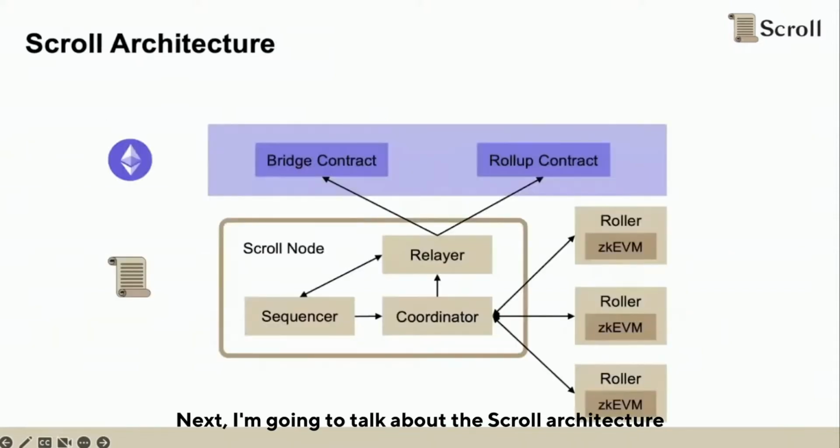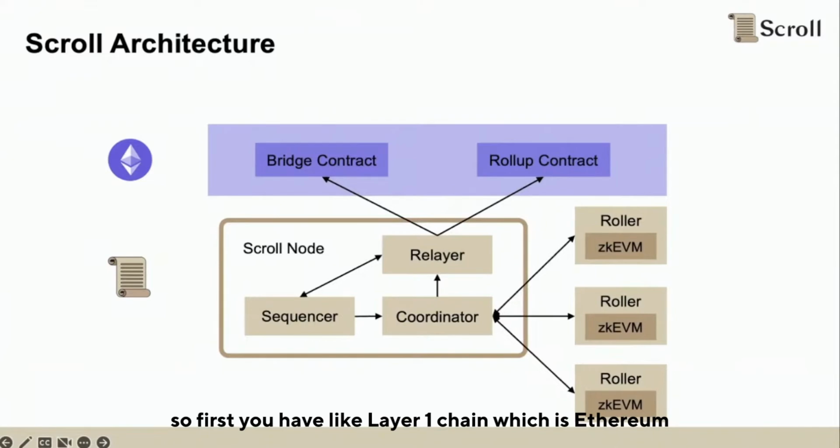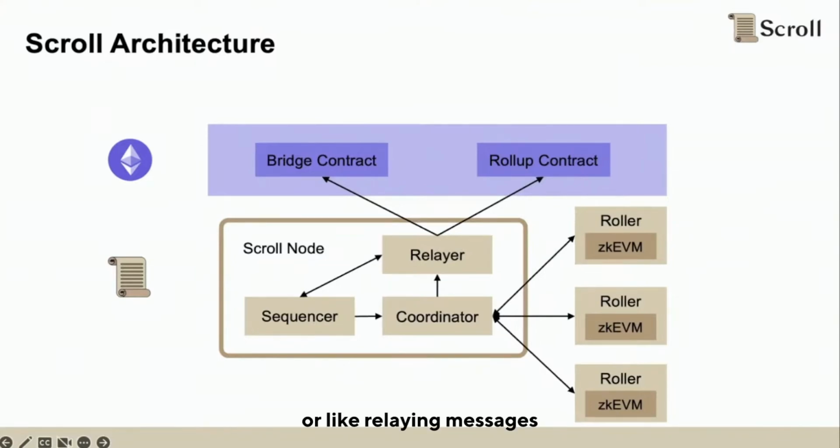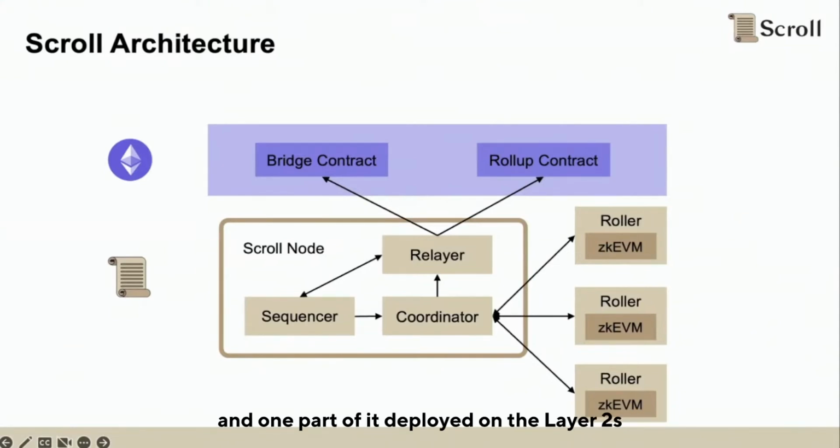Okay, next I'm going to talk about the Scroll architecture. First, I'm going to talk about the basic modules and components inside the Scroll architecture. First you have the layer 1 chain, which is Ethereum, and then the layer 2 is the Scroll chain. In Ethereum, there are two contracts deployed on layer 1. One is the bridge contract, mainly for bridging any assets or relaying any messages between layer 1 and layer 2. This bridge contract has one part deployed on layer 1 and one part deployed on layer 2.